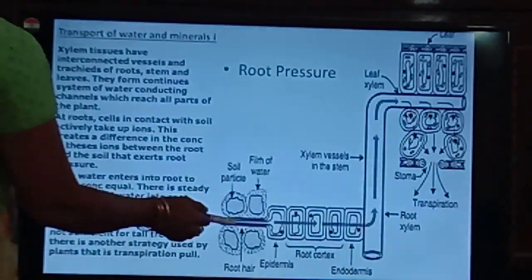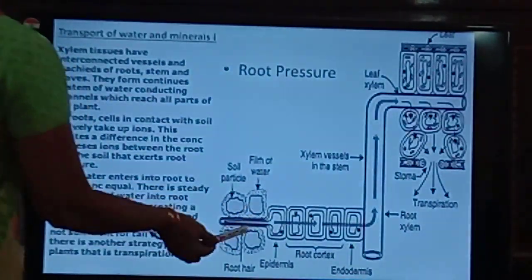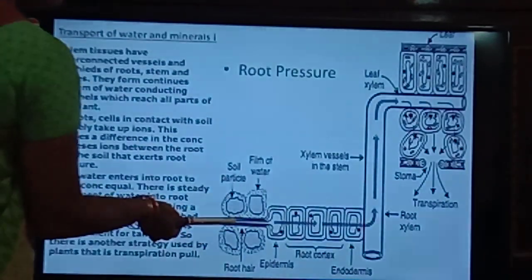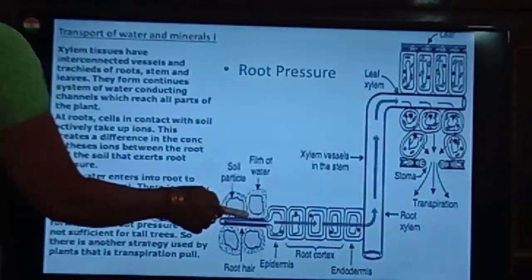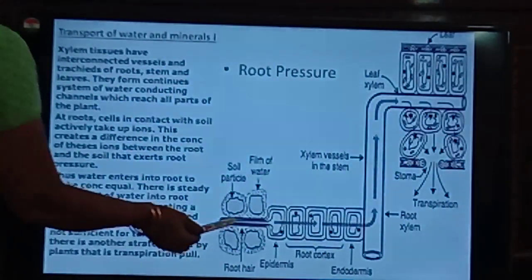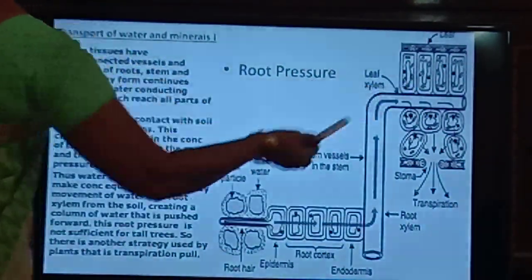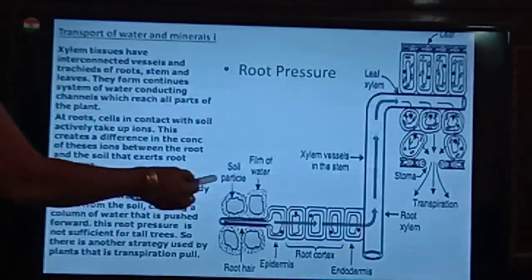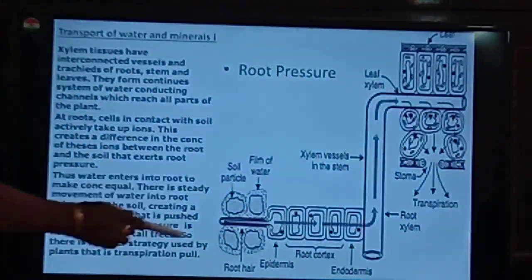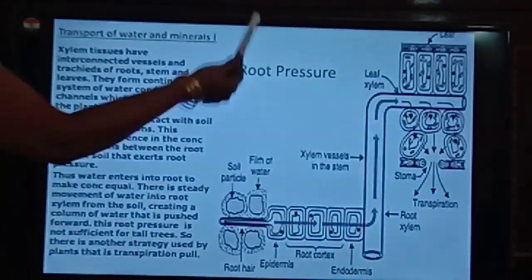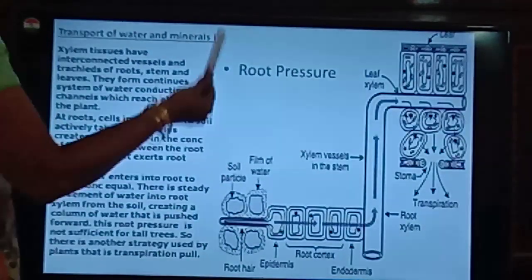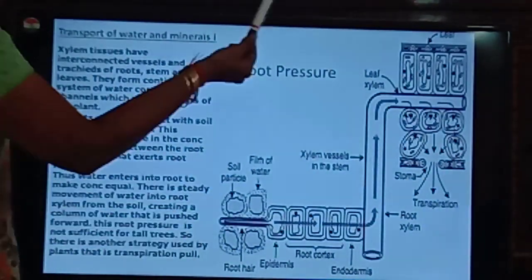So this root, can you see here? As some pressure is exerted in the roots, it starts pushing the water forward, due to which the channel is formed. This is how water and minerals start moving forward. But this simple root pressure is not sufficient for tall trees, because the distance is more from the root to the leaves, or from the soil to the leaves.